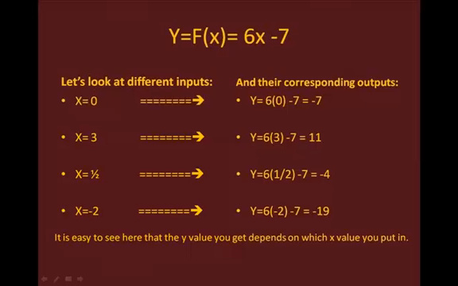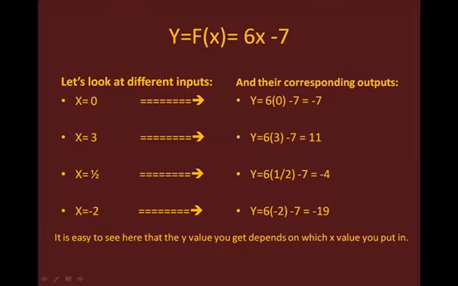If we let x equal 0, then we have 6 times 0 minus 7, which will give us a corresponding y value of negative 7. If we now let x be 3, we'll have 6 times 3 minus 7, which will give us a positive 11. X can be of any form, like fractions as well. So let's look at x equals half. If we let x equal half, we have 6 times 1 half minus 7, which equals negative 4.